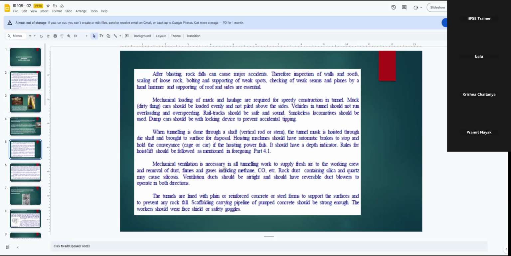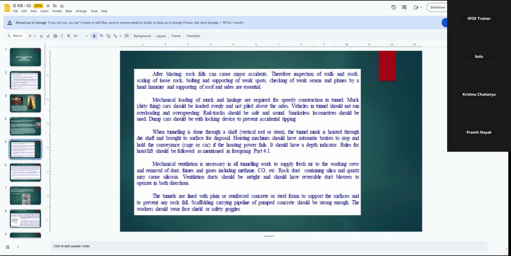Then mechanical ventilation is necessary in tunneling work to supply fresh air to the working crew and to remove dust, fumes and gases, including methane, CO, etc. Rock dust containing silica and quartz may cause silicosis. The ventilation duct should be airtight and should have reversible duct blowers to operate in both directions. So here, mechanical ventilation is definitely required.